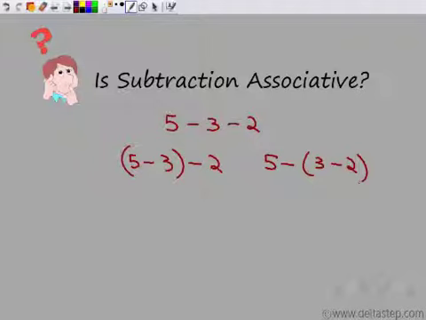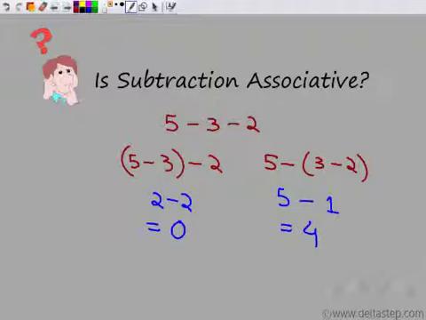Let us solve this. 5 minus 3 is 2, and 2 minus 2 gives me 0. What about this? 3 minus 2 is 1, and 5 minus 1 gives me 4. So 0 and 4 here. Both these sides are not equal, and hence I can say that subtraction is not associative.